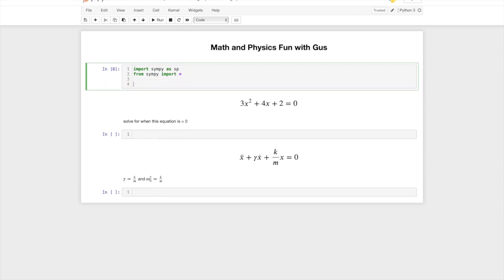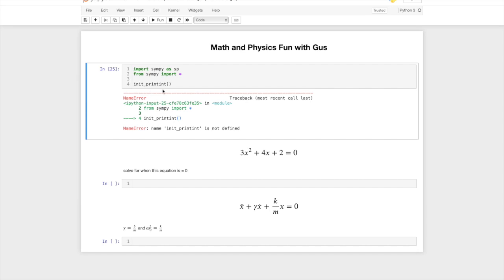And if you want some LaTeX printing, which I love, do init_printing, or sp.init_printing if you didn't import everything. That's going to print LaTeX. init_printing. Of course, I spelled it wrong.